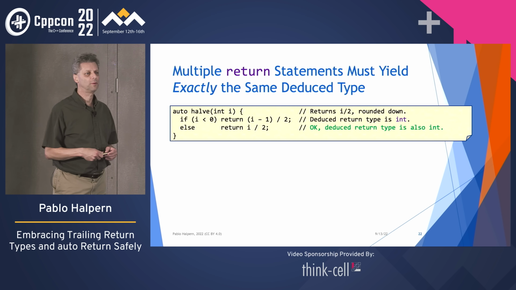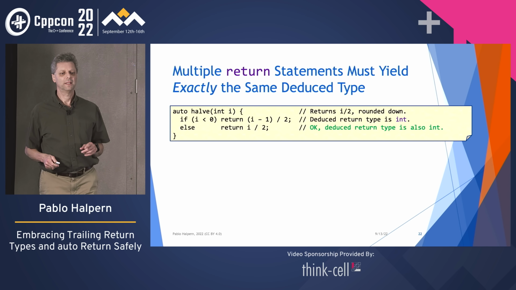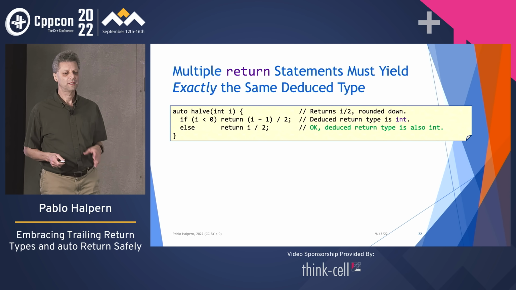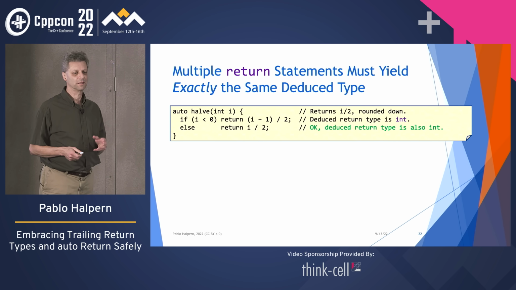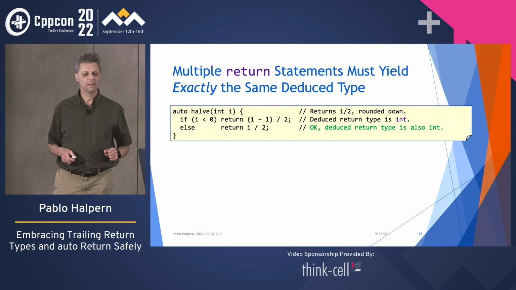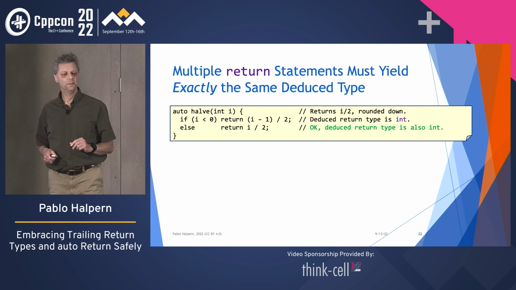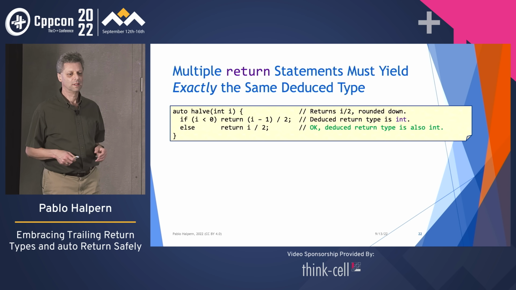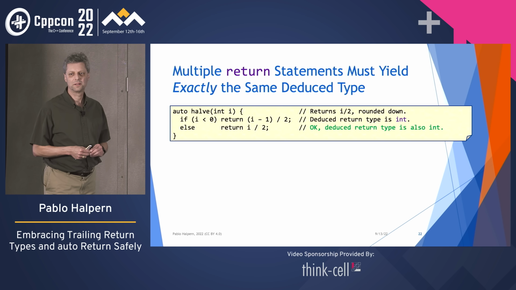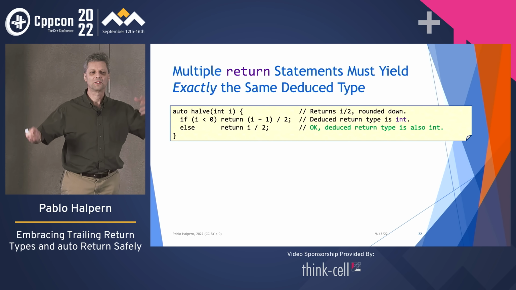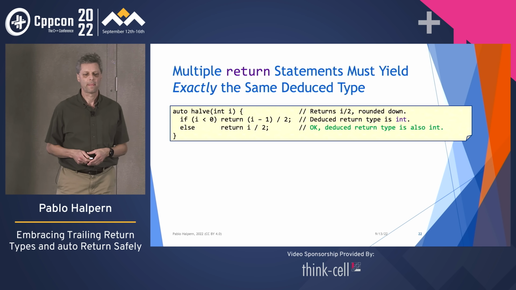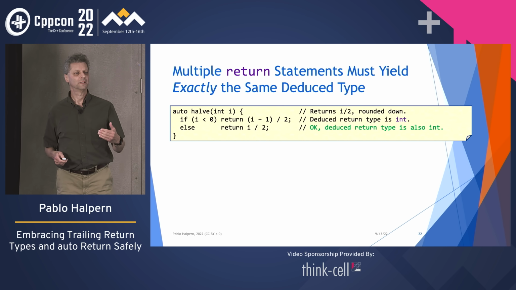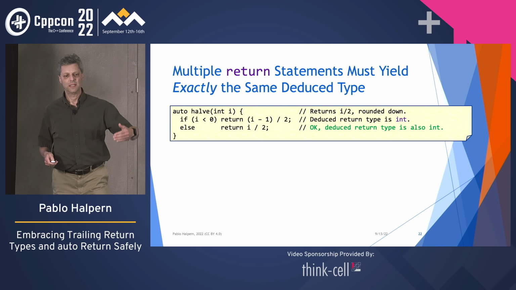What happens when there's multiple return statements? They have to yield exactly the same deduced type, otherwise it's a compilation error. So in our first example here, we have two return expressions, i minus 1 divided by 2, or i divided by 2. Both of them are integer expressions. If you do this computation with integers, nothing causes it to change to long or unsigned or something like that. So that's good. So there's no problem here. Both branches of the if statement return the same type.